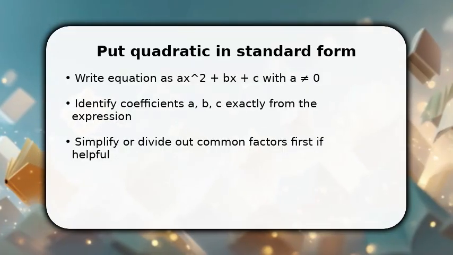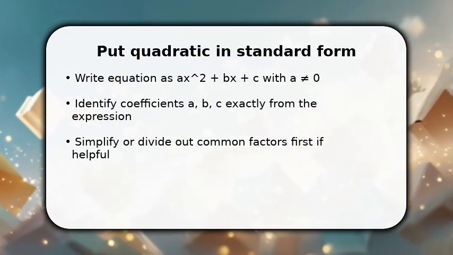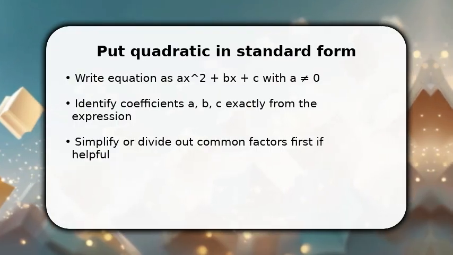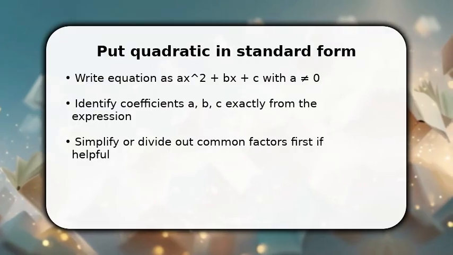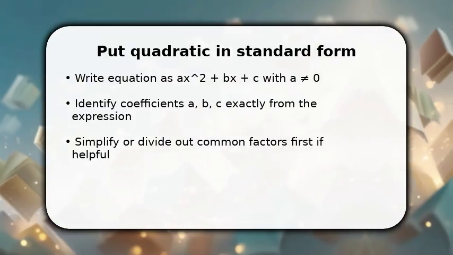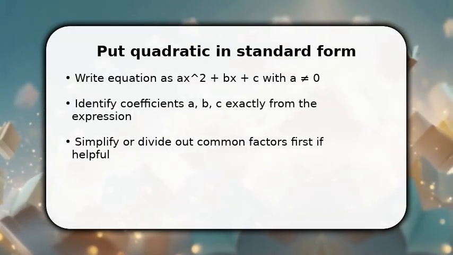You start by making sure the quadratic is in standard form, x² + bx + c. This matters because the formula needs a, b, c. Once done, read off a, b, and c carefully. Mistakes here wreck the result. If there are common factors, divide them out to keep numbers small and avoid arithmetic errors.